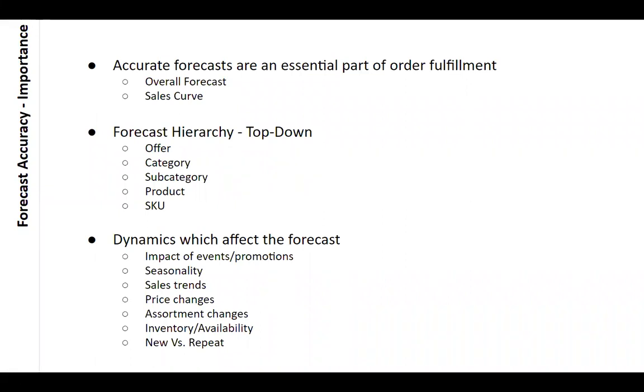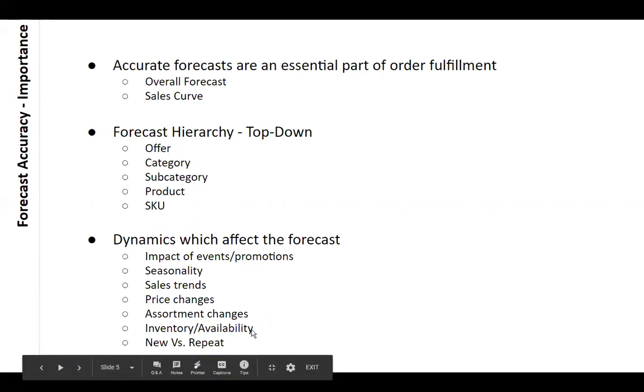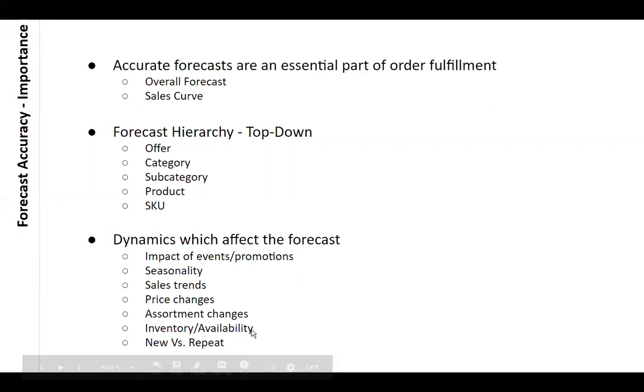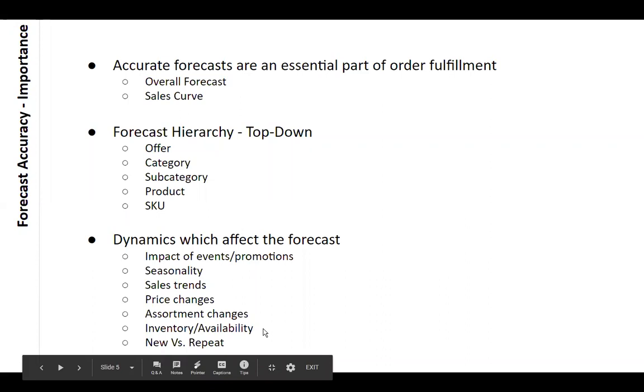Assortment changes. In a particular category and subcategory, you may add products or take away products. And because of that, that could affect the overall forecast of each of those products because you may get some cannibalization from one product to another. The other important dynamic is inventory availability. If the product's not in stock, that could definitely affect your forecast. So that's another thing to look at.